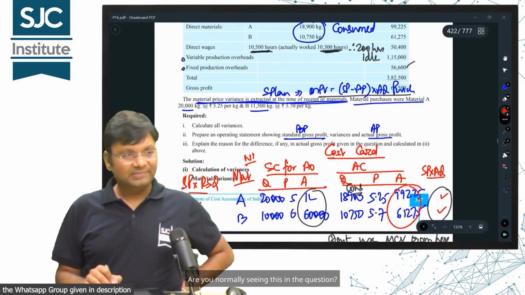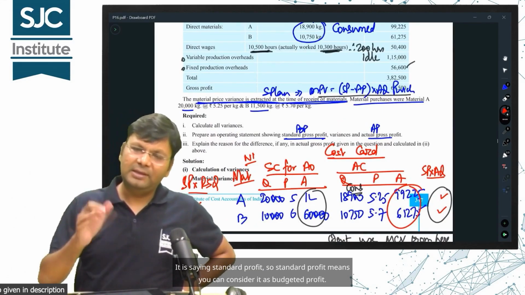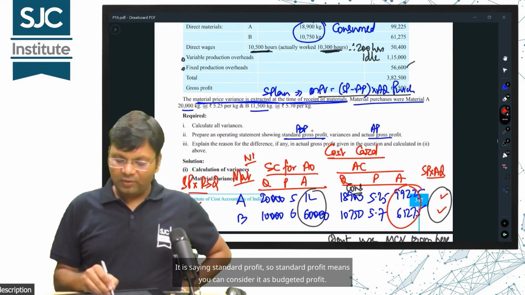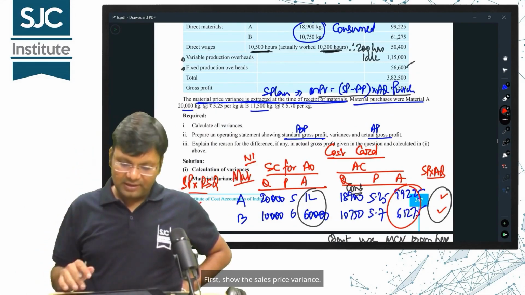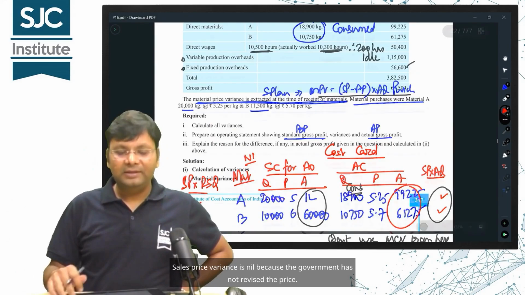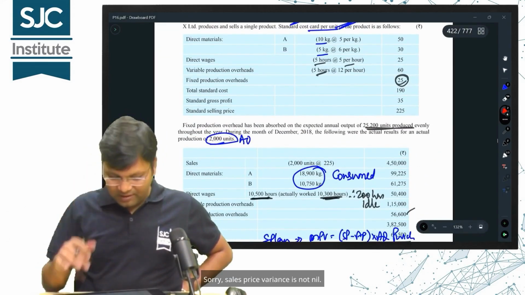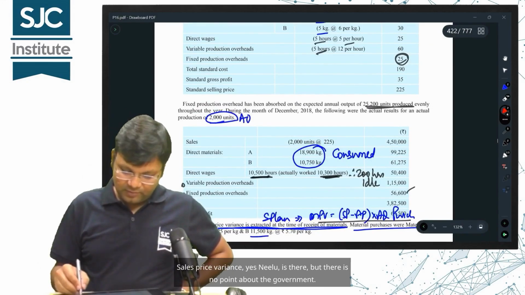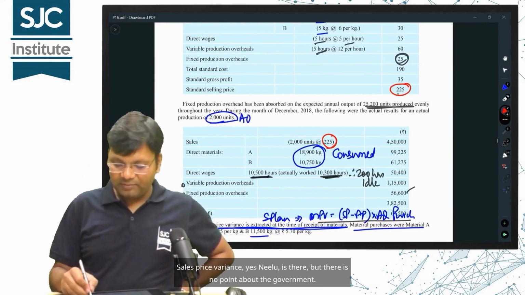Are you normally seeing this in the question? It is saying standard profit, so standard profit means you can consider it as budgeted profit. You have to reconcile budgeted profit with actual profit. First, show the sales price variance. Sales price variance is nil because the government has not revised the price. Sorry, sales price variance is not nil.